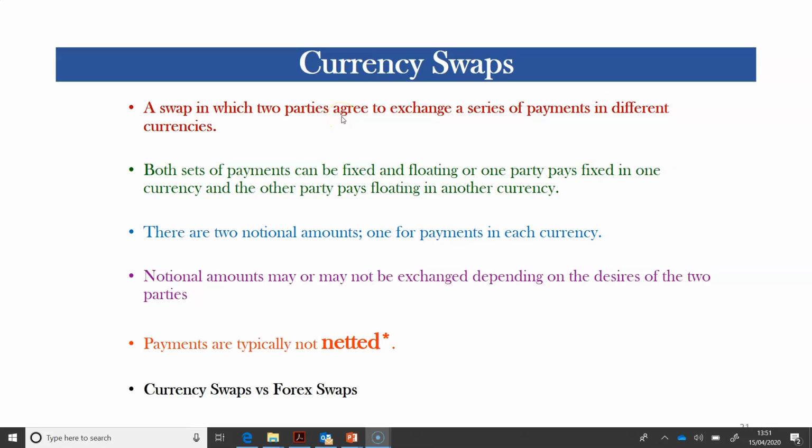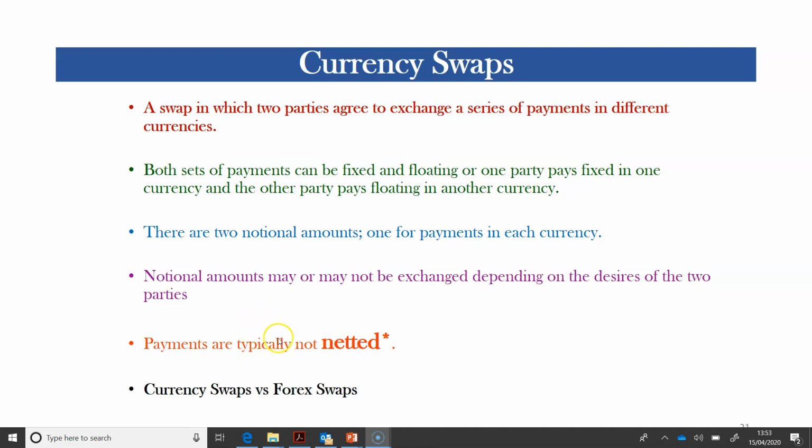A currency swap involves two parties that agree to exchange a series of payments in different currencies over a period of time. The currency swap may be fixed for fixed, fixed for floating, or floating for floating payment. As there are two currencies in the swap, there are two notional amounts that are used to determine the payments on each side. The notional amounts in a currency swap may or may not be exchanged. This is decided by the two parties in line with their respective motivation for the currency swap arrangements.